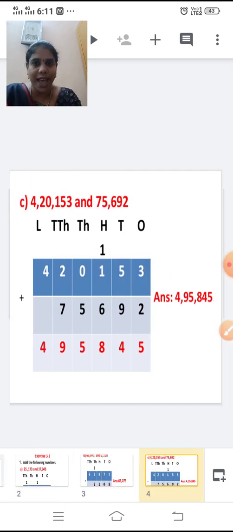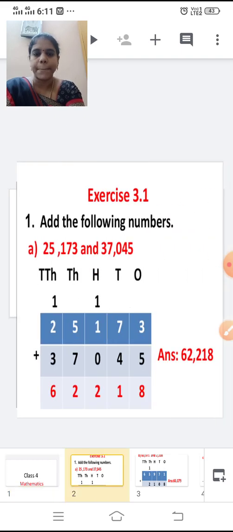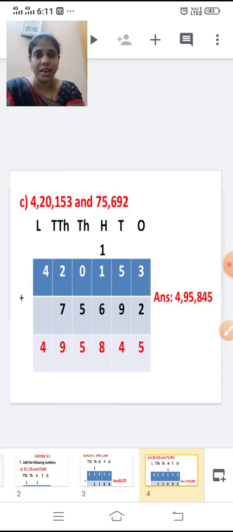C1, we are going to add 4,20,153 and 75,692. We are going to add these two numbers. Shall we add this now?